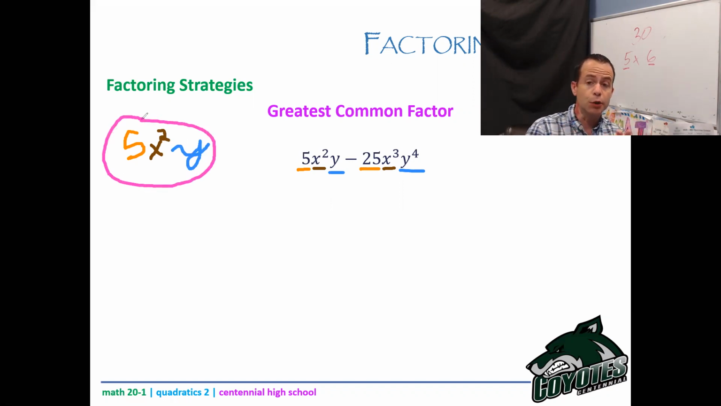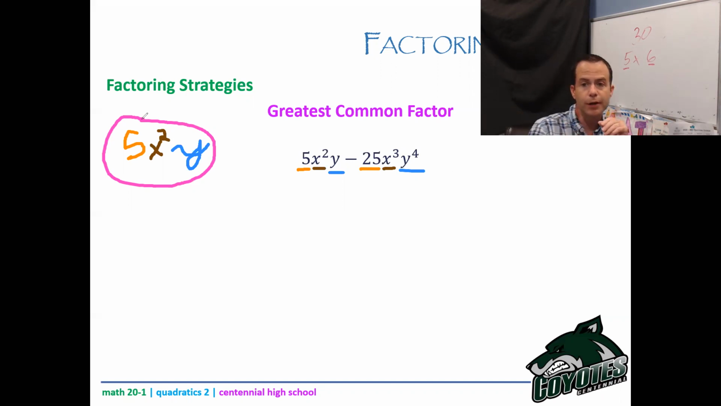Now, you don't divide that out, you factor it out. And what that means is that's going to come to the front of my binomial. And I'm going to open up a multiplication. I'm going to open up a bracket so that I create that multiplication sentence. And inside that bracket, I put what's left of those two terms when I divide them by 5x squared y.